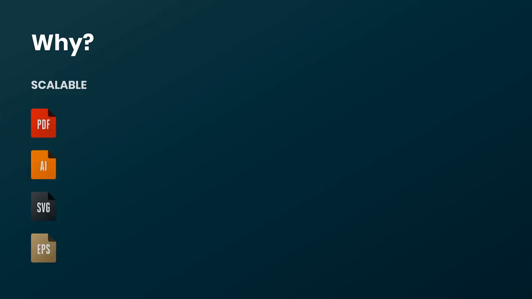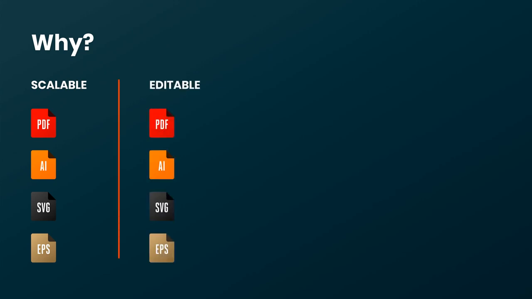Okay, if you need a file format that's scalable, say something that needs to be printed at a high resolution, or you need to blow it up to the size of a billboard or scale it down to the size of a business card, if you need a file that is scalable, you want a PDF, Illustrator, SVG, or EPS. And this is because all of these files can contain vector information. Vectors are simply mathematical equations that define a shape and set a color. So you can define a shape to be any size you want with a vector.